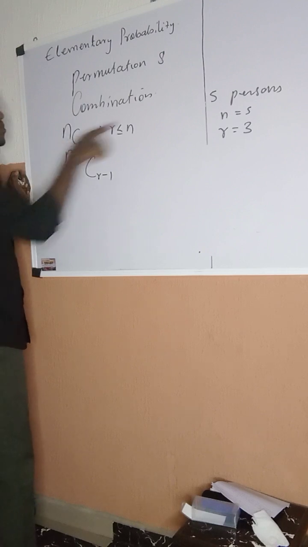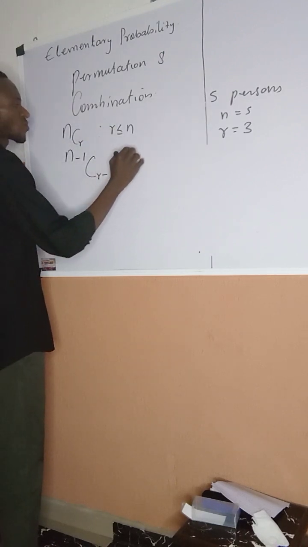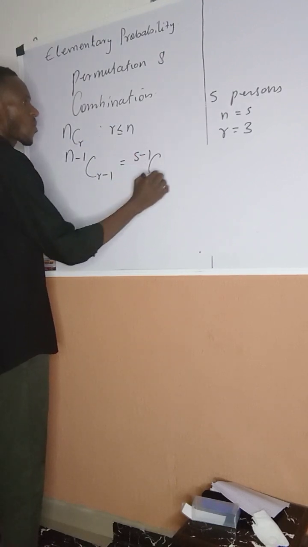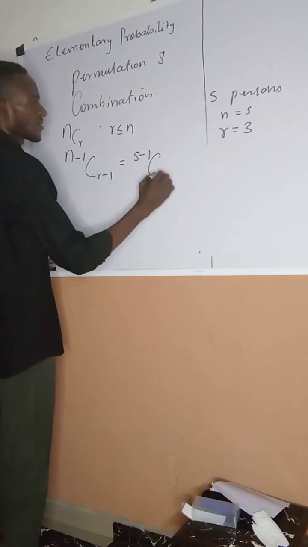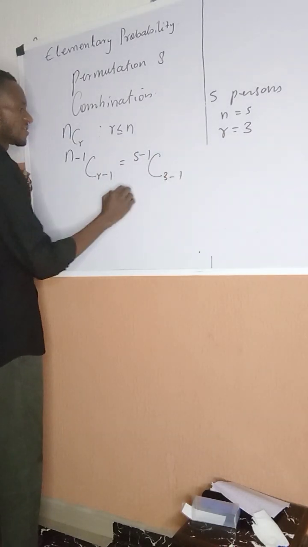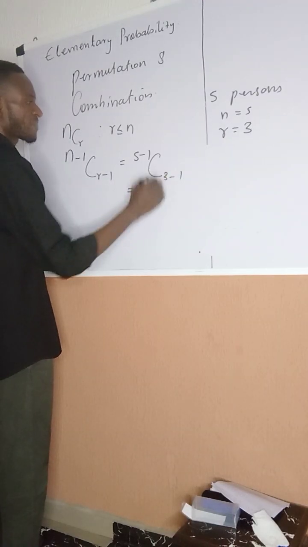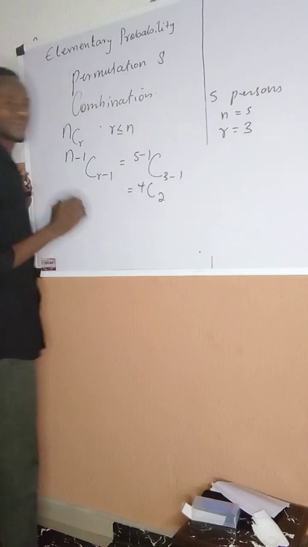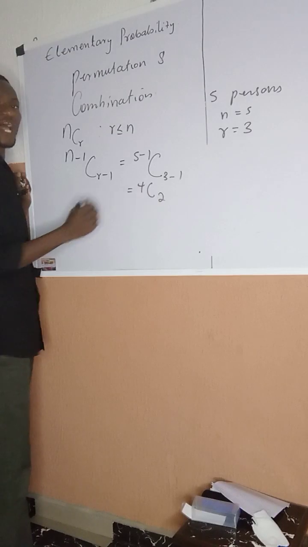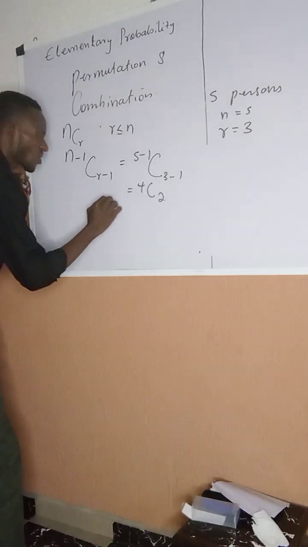Where my n is what? Is 5. And this thing becomes what? 5 minus 1, combination. My r is what? 3. You have 3 minus 1. This thing becomes what? 5 minus 1 is 4, combination. 3 minus 1 is what? 2. You are now selecting 2 out of 4, which invariably becomes what?